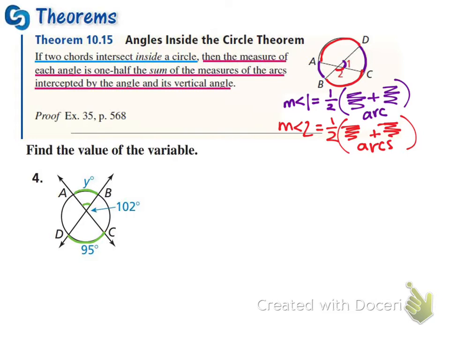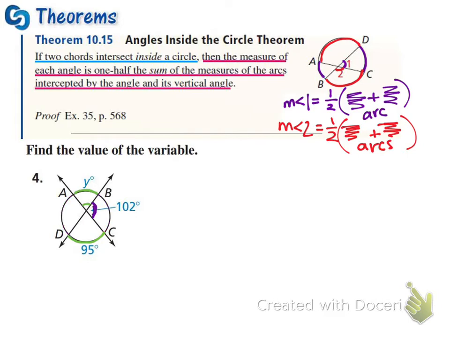So 102 does not correspond with y and 95. Are we all okay with that? It's on the side. It would correspond with BC and AD. You don't have to highlight that, because do we know anything about arc AD or BC? Do we know anything about them? No, we do not. These two, we don't know anything about them. We don't know if they're the same. We know nothing about them.